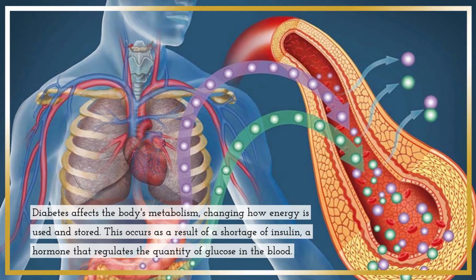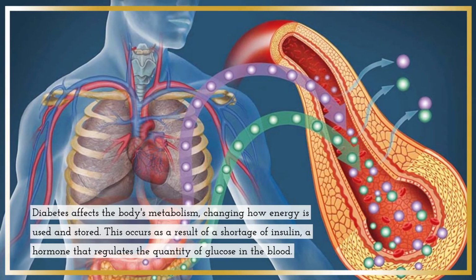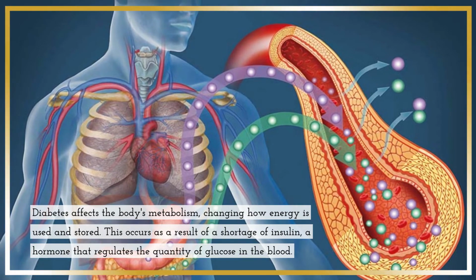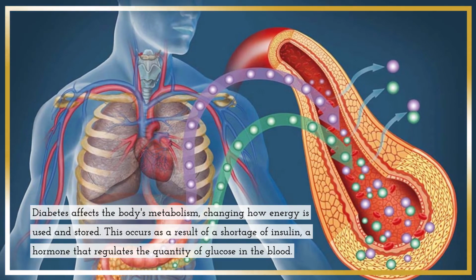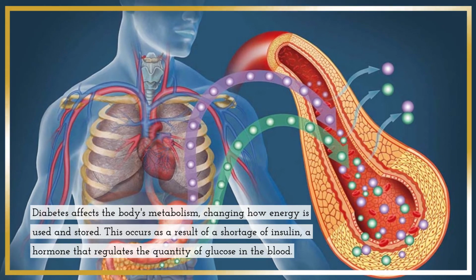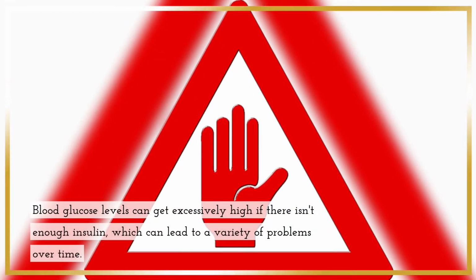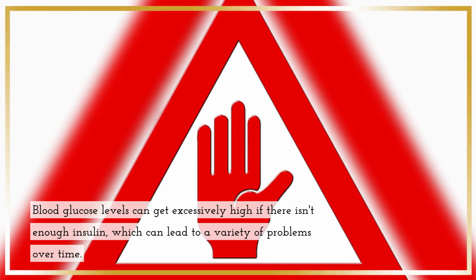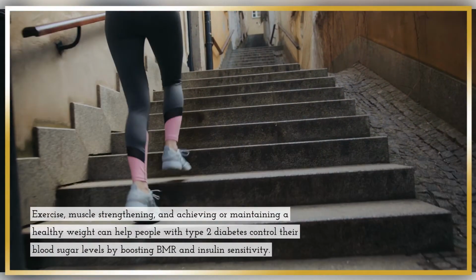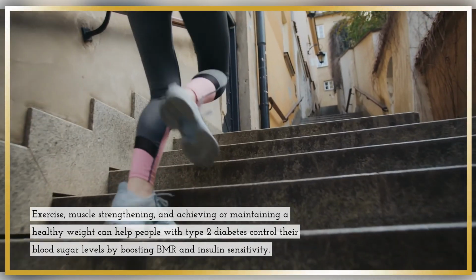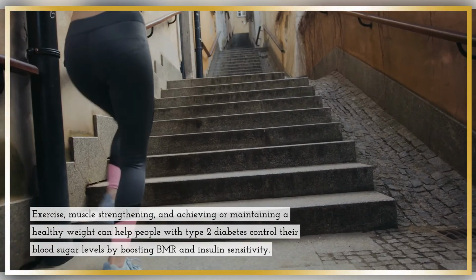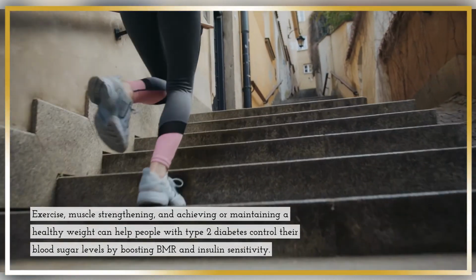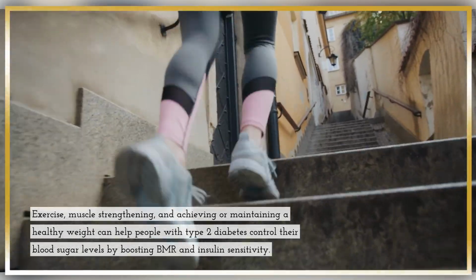Diabetes affects the body's metabolism, changing how energy is used and stored. This occurs as a result of a shortage of insulin, a hormone that regulates the quantity of glucose in the blood. Blood glucose levels can get excessively high if there isn't enough insulin, which can lead to a variety of problems over time. Exercise, muscle strengthening, and achieving or maintaining a healthy weight can help people with type 2 diabetes control their blood sugar levels by boosting BMR and insulin sensitivity.